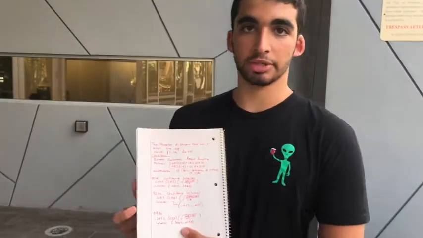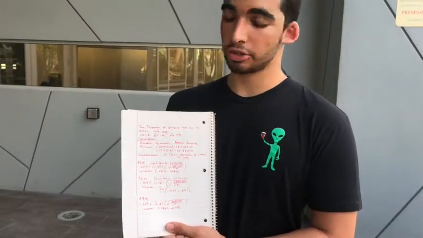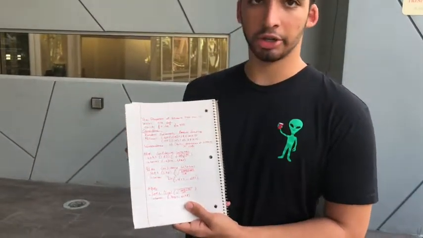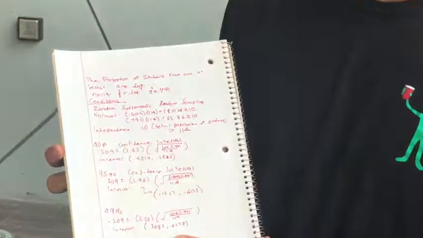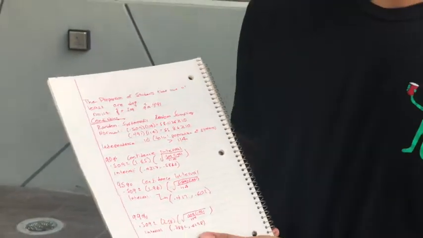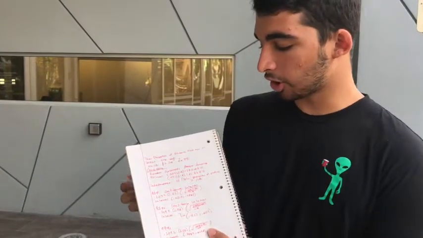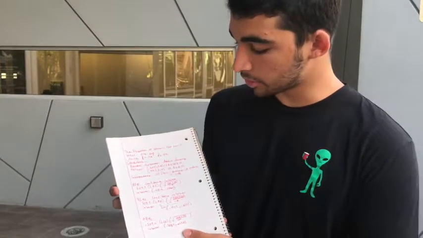For random, we do have a random sample because it's a systematic sampling. For normal, we had to do p-hat times the sample size, which is 114, and q-hat times the sample size of 114. And those two numbers have to be greater than or equal to 10, and they were. So we have a normal sample. Then for independence, we had to find 10% of the total population. If that was greater than our sample, and it is, because 10% of the total population of our school is greater than 114. So then for the confidence interval, for 90% confidence, our critical number is 1.65.